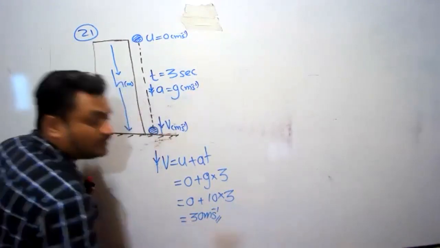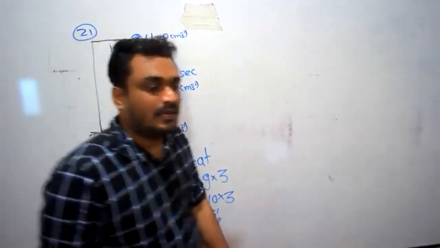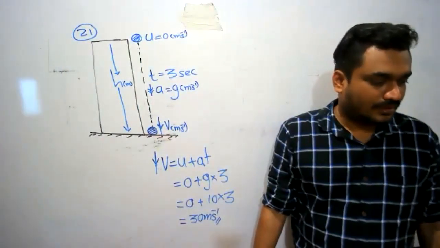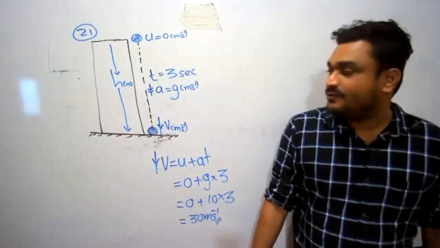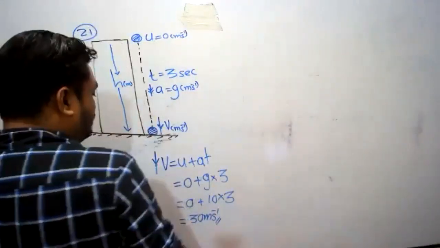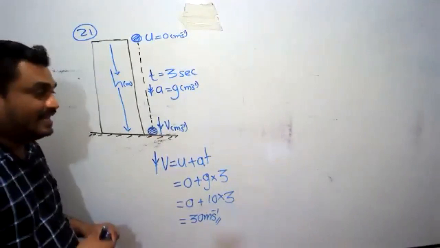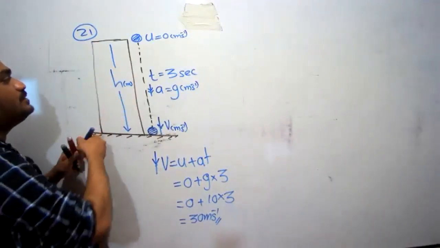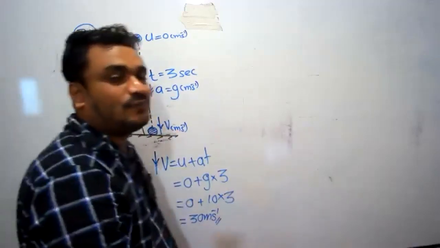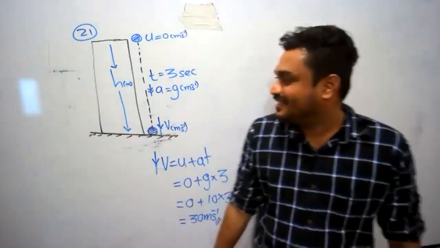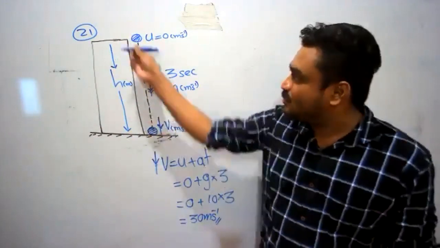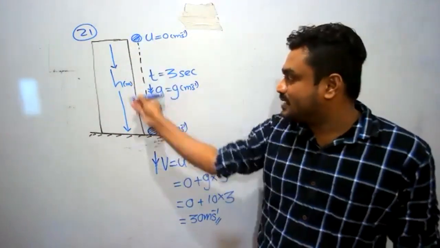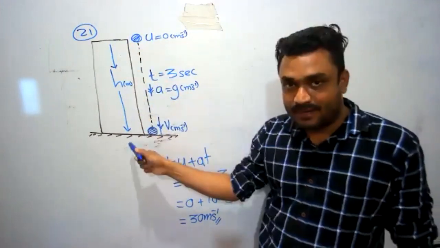30 meters per second. Who got this answer? Right. Then we can find the displacement. It means this height. The height of the building is equal to the distance traveled by the object. Am I right? The displacement of the object is equal to the height of the building.